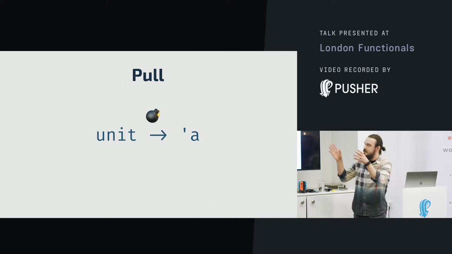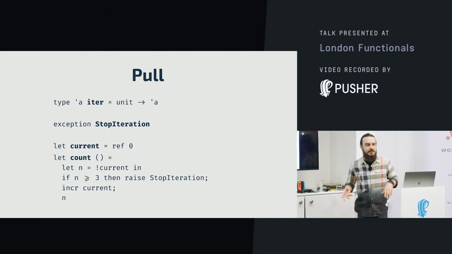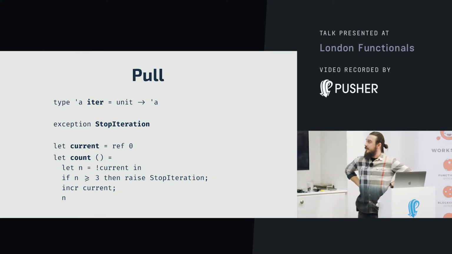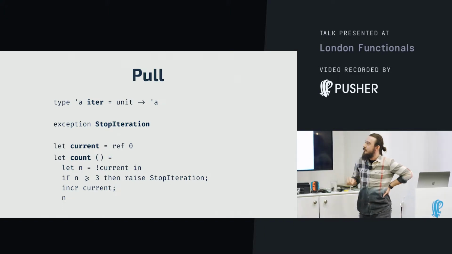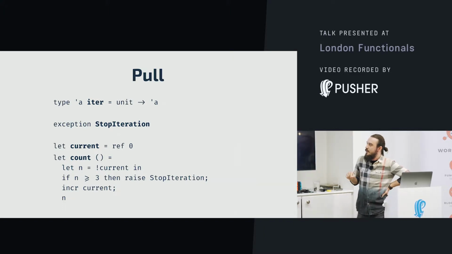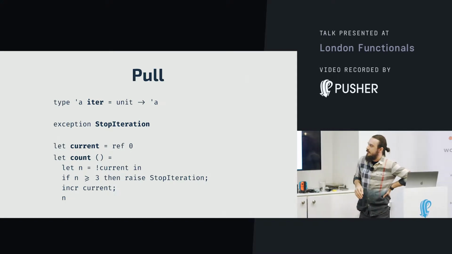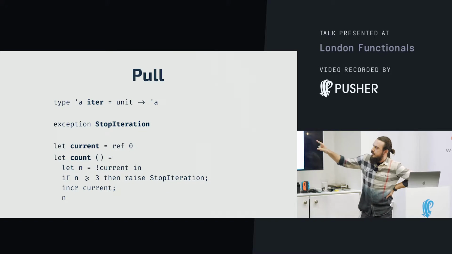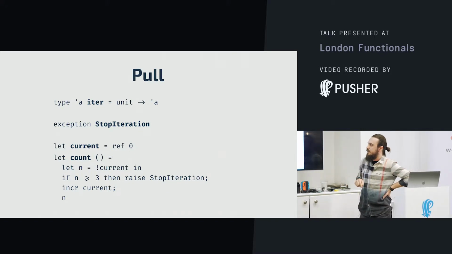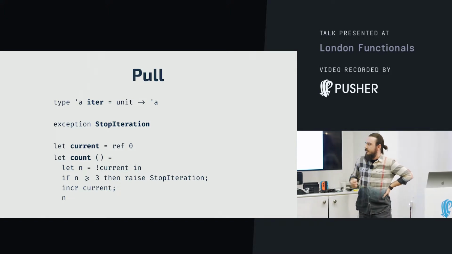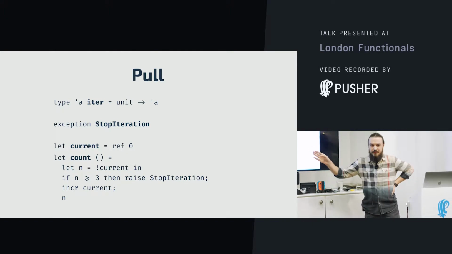By just using this primitive model, let's see what we can build that resembles what iterators can be. So we have iter, and as you can see, the type is unit to A. We define an exception, StopIteration. We have a global mutable reference. And then we have count as a function, and it dereferences the current value, checks if that element is greater than or equal to 3, and then raises an exception, otherwise increments the reference and returns that.